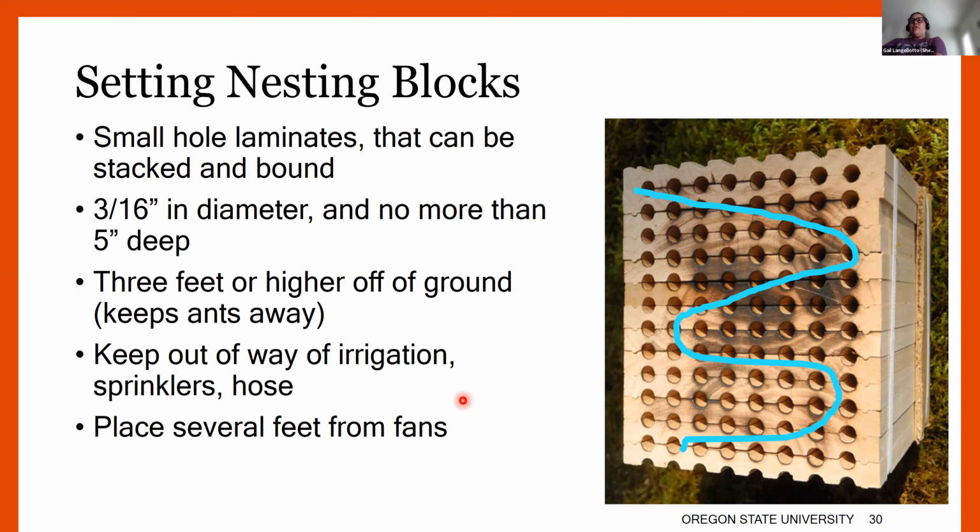When you're placing them in a greenhouse or hydroponic system, you want to keep them 3 feet off the ground or higher to keep ants away from them. Keep them out of the way of irrigation, sprinklers, other hoses. If possible, place them several feet from greenhouse fans. Otherwise, it makes it more difficult for the bees to fly and navigate within the greenhouse or hydroponic system.